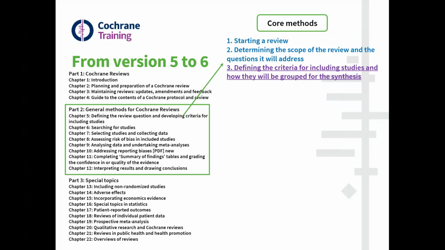So you can see in version 5 we've got a chapter on defining the review question and developing criteria for including studies. Those are clearly two different things, so they're now split out into two different chapters. One is around the scope of the review, one's around defining criteria and thinking about the synthesis. And what I should say actually is that I'll take you through the overview of the book at this point, and then we're going to give you tasters of some of the chapter content further down the road.